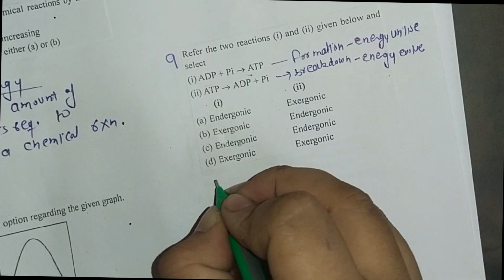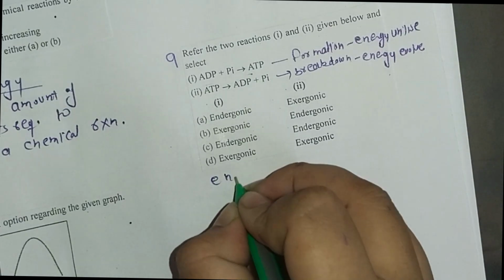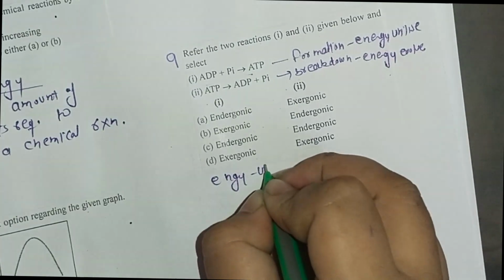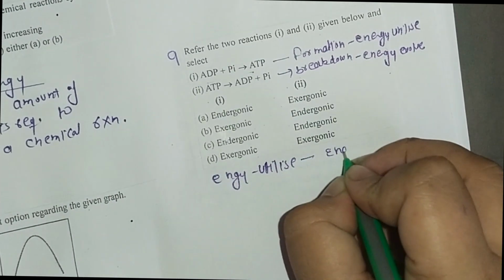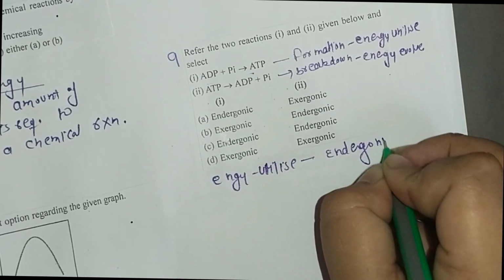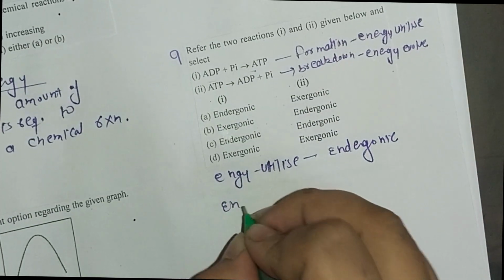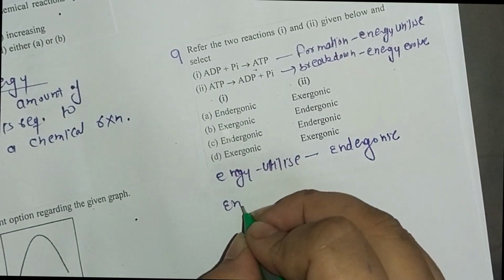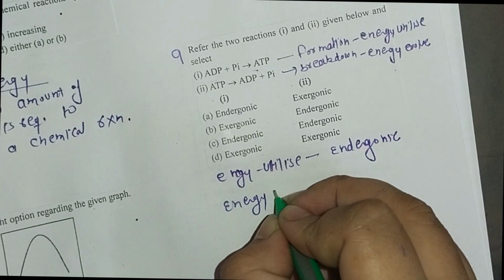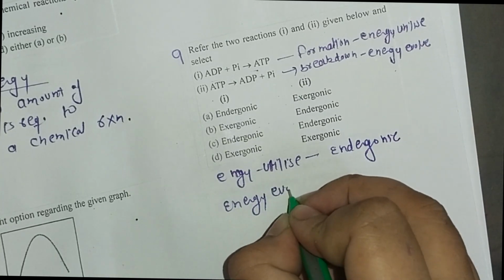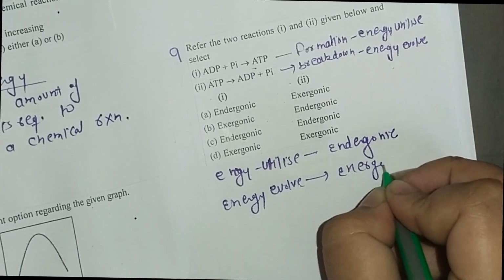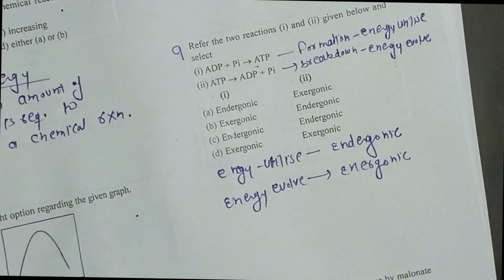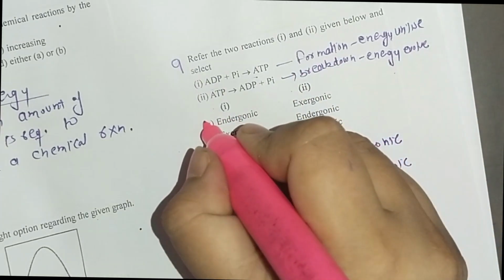So the energy utilized reaction is known as endergonic, while the energy evolved reaction is known as exergonic. Now match the correct answer, which is A.